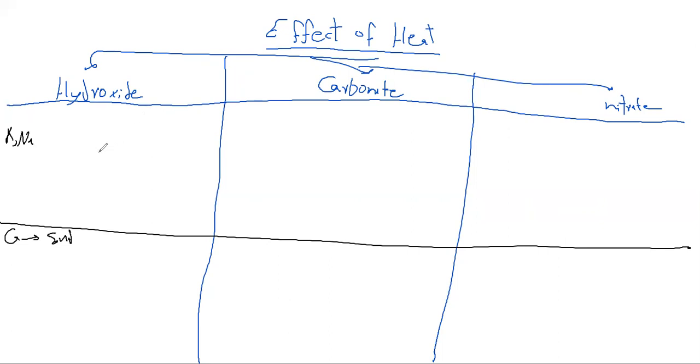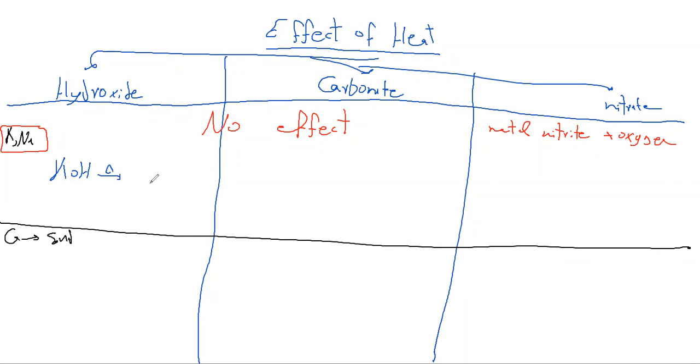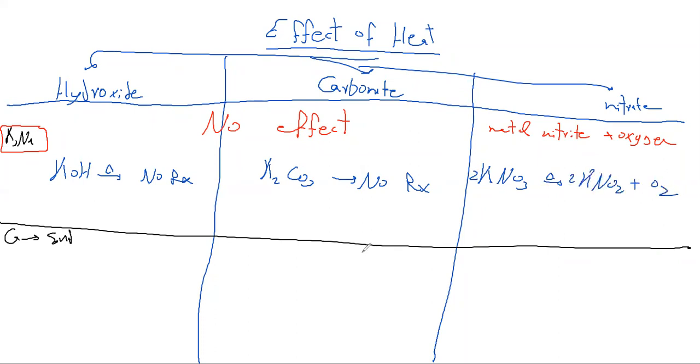In case of potassium and sodium, for the effect of heat, hydroxide and carbonate: no effect. And in case of nitrate, it decomposes partially to form metal nitrite plus oxygen. If you have, for example, potassium hydroxide, no reaction. Potassium carbonate, no reaction or no effect. In case of potassium nitrate, it will form potassium nitrite plus oxygen.